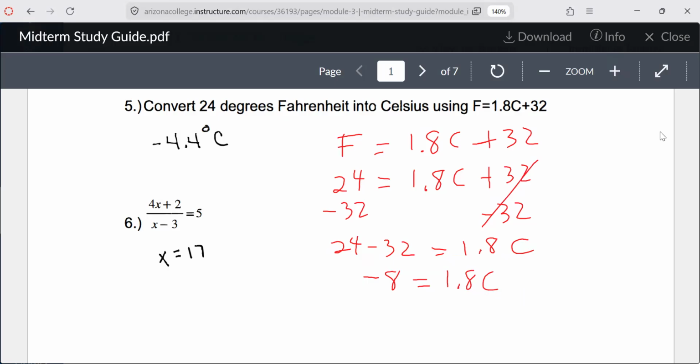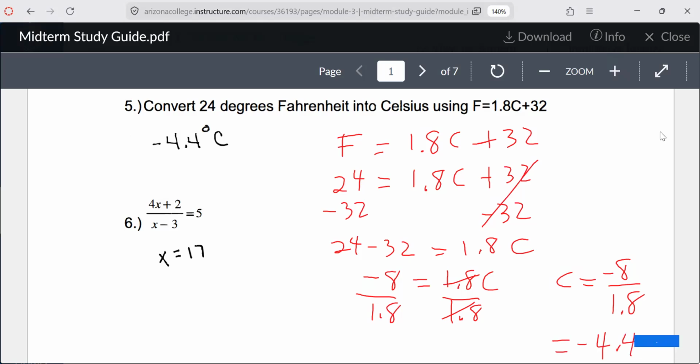Now I want C to stand alone, so I'm going to divide both sides by 1.8. So C equals negative 8 over 1.8. And that should give me negative 4.4 degrees Celsius. Yep, and that's it. In a problem, you could be given the C value and be supposed to find F. So you replace the C with that value and then solve for F. That's how you deal with this problem.